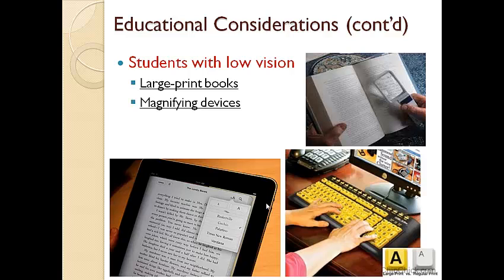And then again right here you see a keyboard and adaptive device where the letters are enlarged for people with low vision who can still use the computer to type. And you can see the comparison. This is the enlarged alphabet on the keyboard, and this is the regular alphabet on a regular keyboard. So these kind of devices are available for students who have low vision.